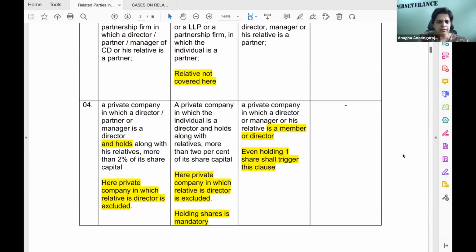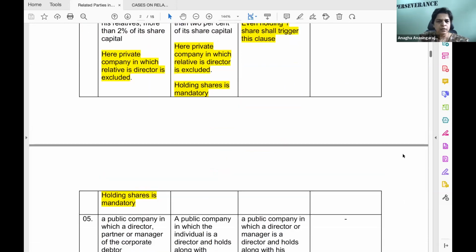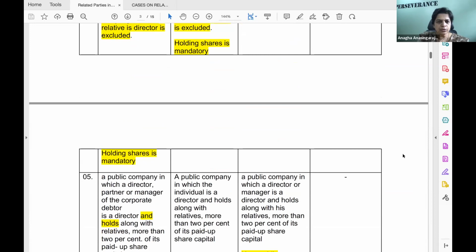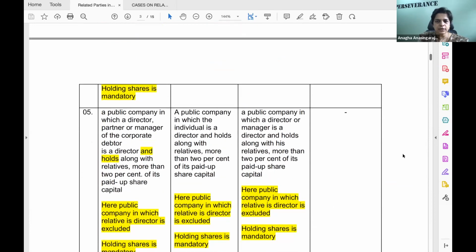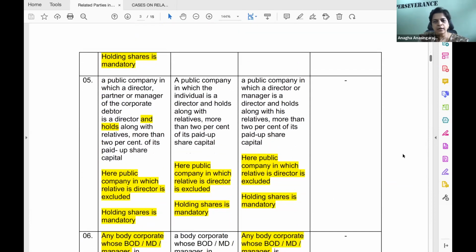Again, the other point to be noted is that the holding of shares is mandatory because it's an AND condition. So just being a director or only holding the shares will not make it a related party. Both the conditions will have to be satisfied. Point number 5 is a public company in which a director, partner or manager of the CD is a director and holds 2%, either by himself or through his relatives. Again, here the public company in which a relative is a director is excluded, and holding of the shares is a mandatory condition.